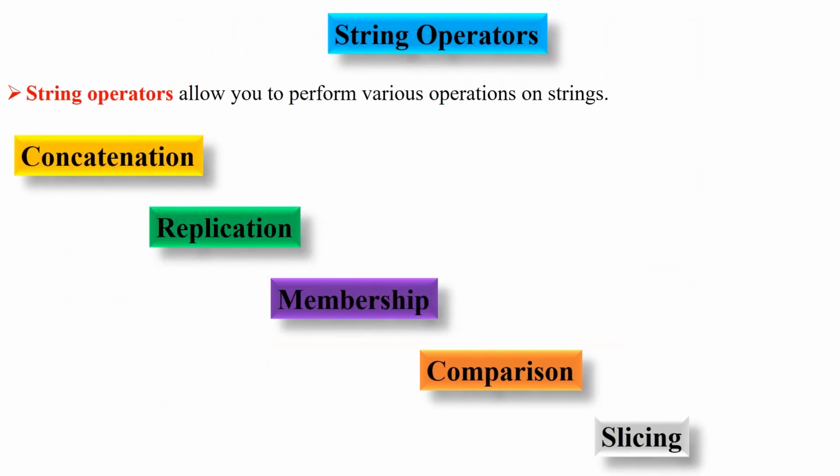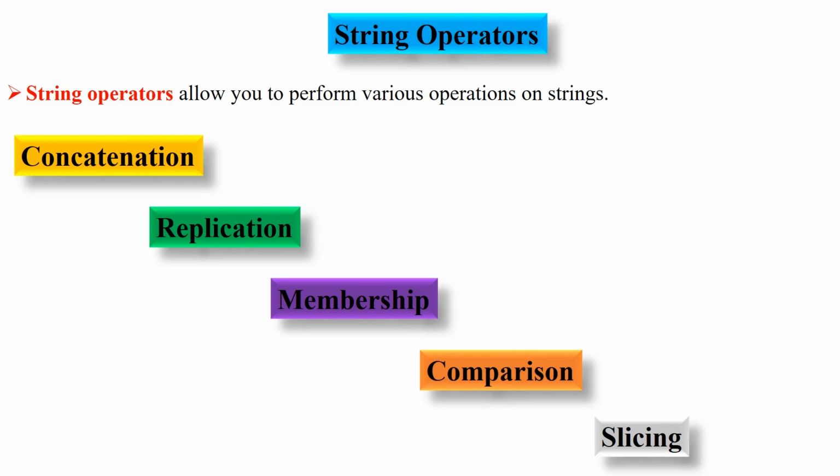We have already learnt about strings in the previous video. Strings are arrays of bytes representing Unicode characters. However, Python does not have a character data type. A single character is simply a string with the length of 1. Square brackets can be used to access the elements of the string. Now, in this video, we are going to discuss the string operators.